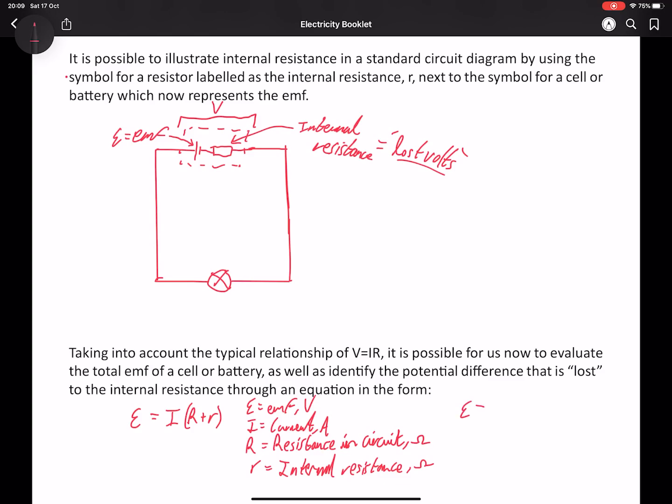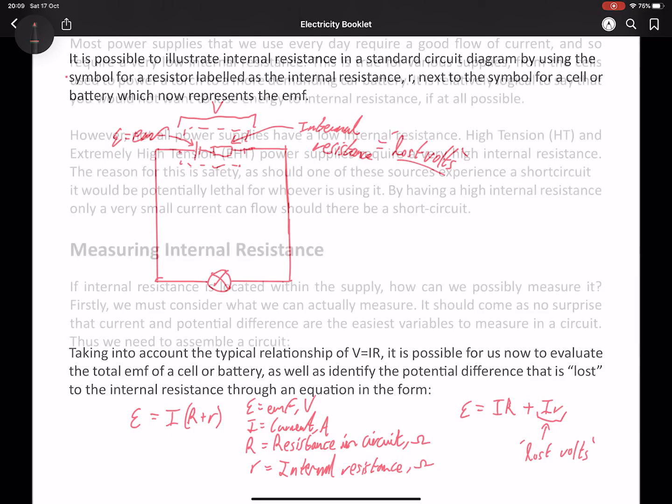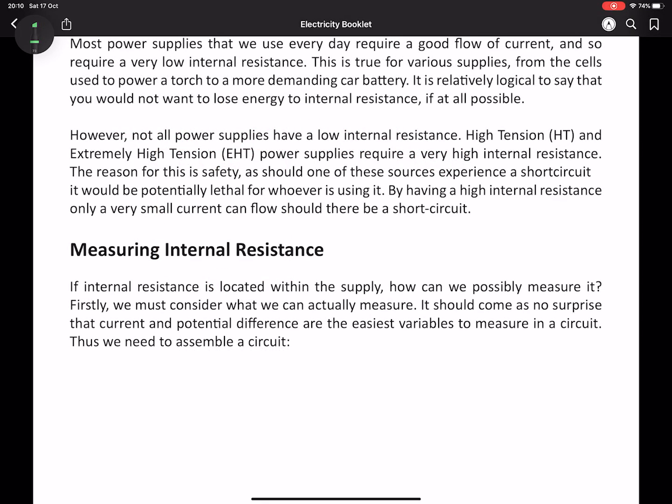Now, obviously, it's quite useful to expand this equation to make proper use of it. So we can see that when we do, we end up with the EMF being equal to I big R plus I little r, where I little r is going to represent this lost voltage, this lost volts concept. So the energy wasted by heating up the battery.